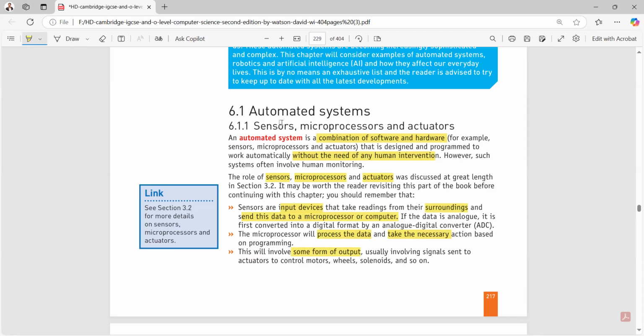Sir, when we do the past paper of chapter number 5, I'll just complete chapter number 6 and then we will do it together.